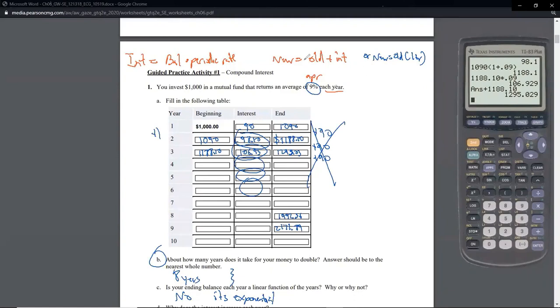And then the last question they ask, which you can't see on the screen, but number 4 is to write a model or an equation for after 10 years.